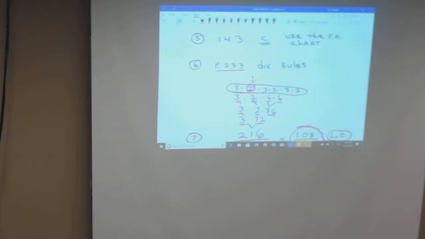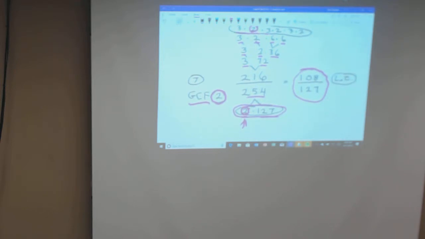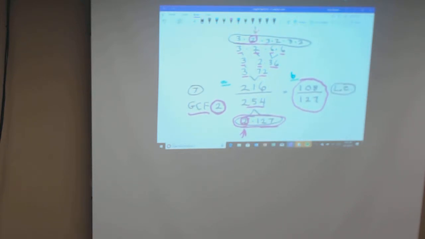Number 7. Find the GCF. You know what GCF means? Greatest common factor. The greatest common factor of 216 and 254, and then reduce the fraction. So I have two things to do here. Let me change to blue. I have to find the greatest common factor, and then I have to reduce the fraction. Well, how do I find the greatest common factor? Build two factor trees.